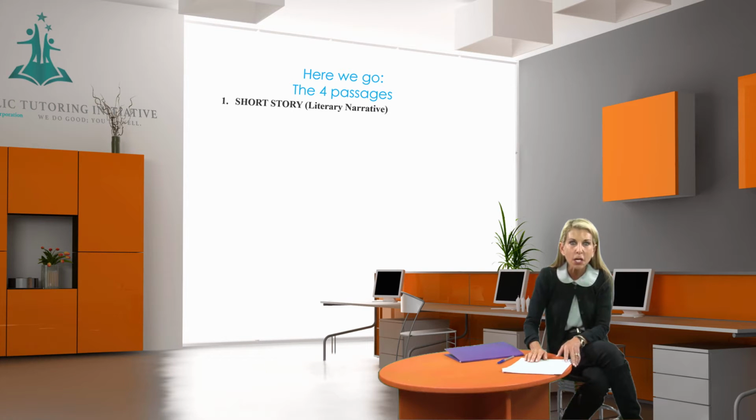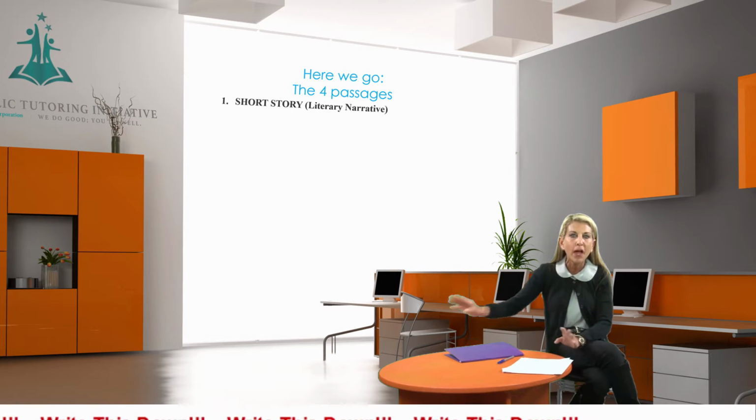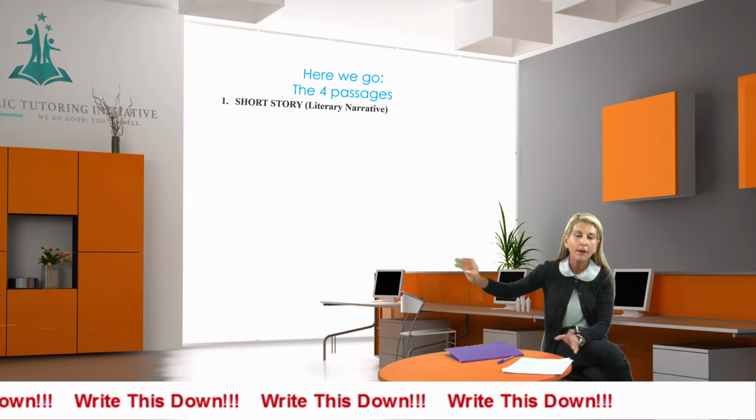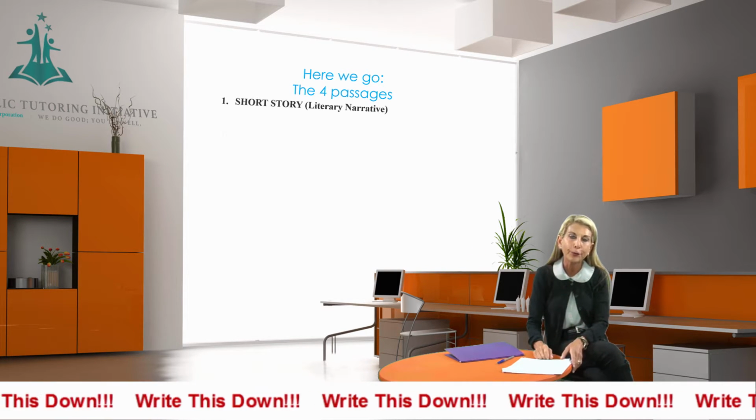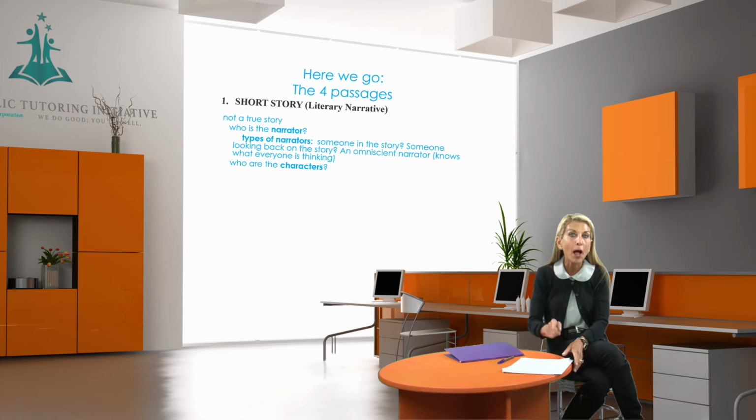All right, why did I have you write 1, 2, 3, 4 on your paper? I'm not crazy yet. Number 1, the first passage. The first passage is a short story. I know they call it literary narrative, and they have all these fancy words for it. All it really is is a short story told by a narrator. Now, your job is to figure out who the narrator is. And I guarantee you, there will always be a question about who that narrator is. Who's telling the story? Now, this is a totally made-up story. It's not true. And there will always be a narrator.